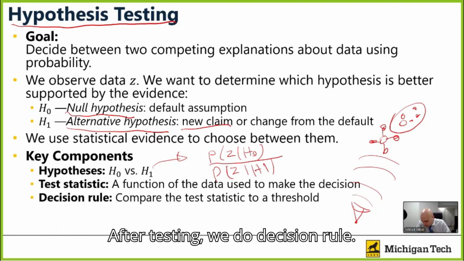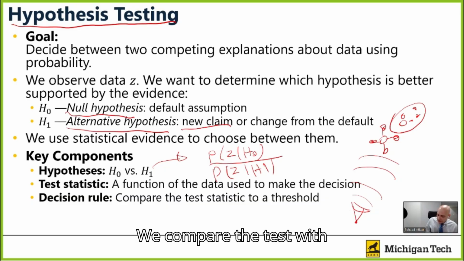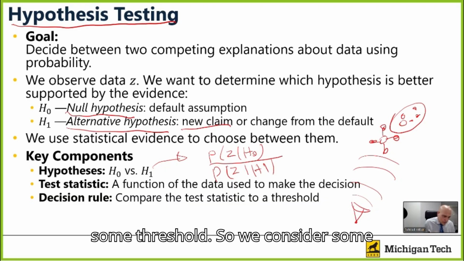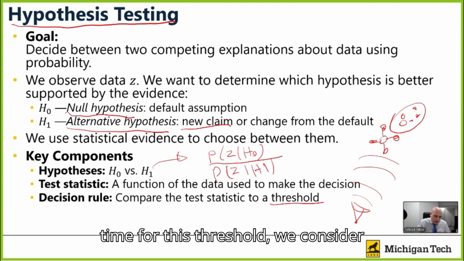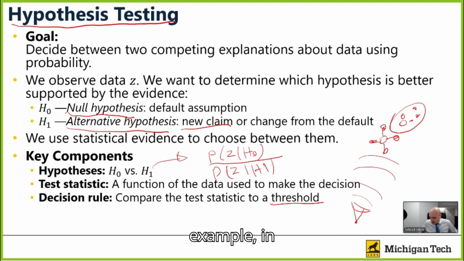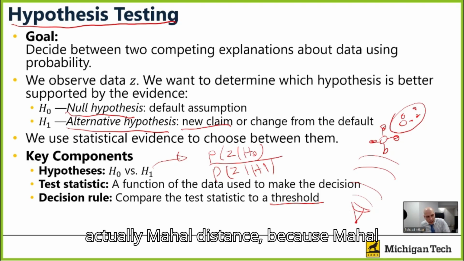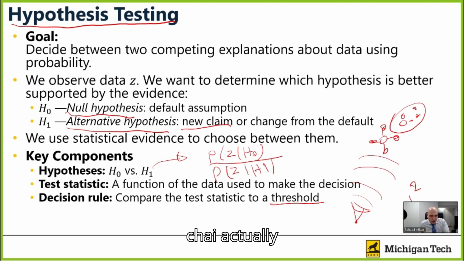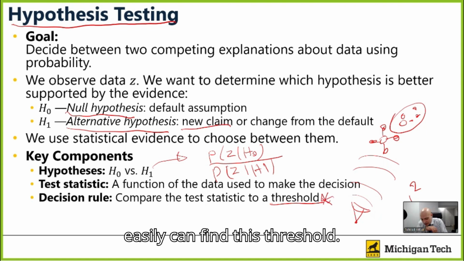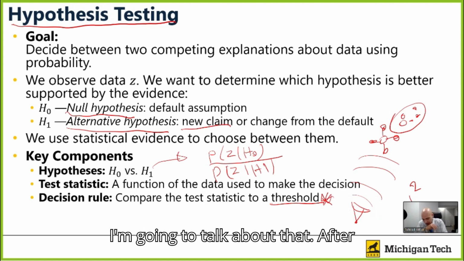After testing, we do the decision rule. We compare the test with some threshold. So we consider some threshold when we check it. Most of the time for this threshold, we consider some distribution. For example, in Mahal distance, because Mahal distance is a square, there is a chi-square distribution that we're going to talk about. With the chi-square distribution, you easily can find this threshold. You don't need to be worried about that. I'm going to talk about that.